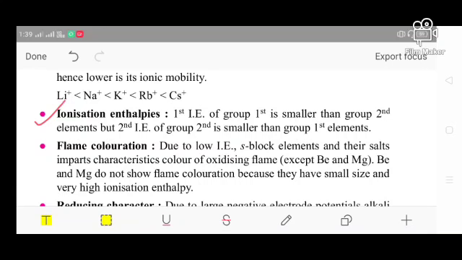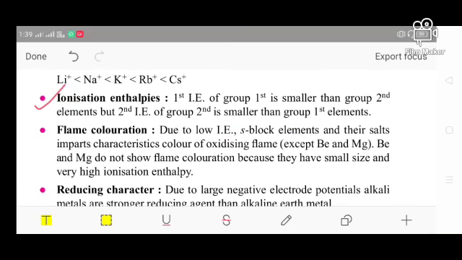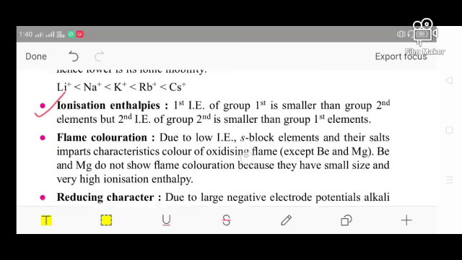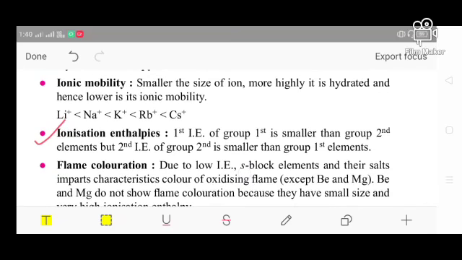So what is happening here? The first ionization energy of group 1 is smaller than that of group 2, but the second ionization energy of group 2 is smaller than that of the group 1 element. So what is first ionization energy?